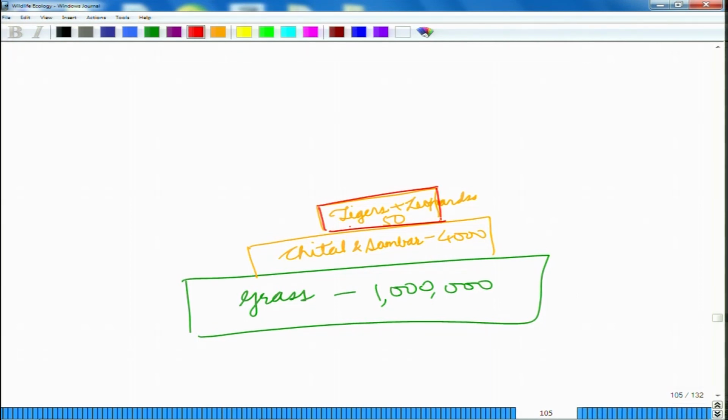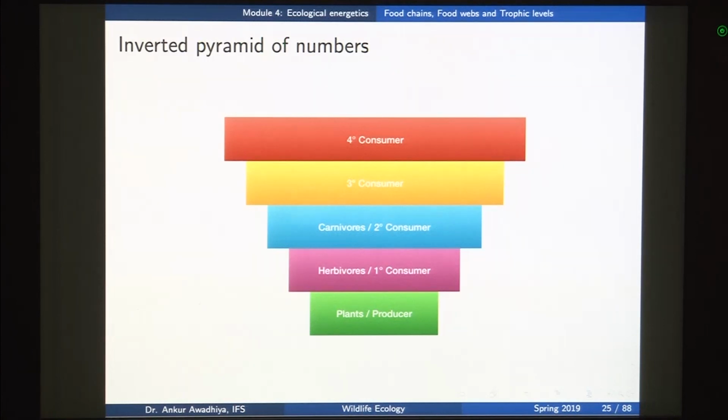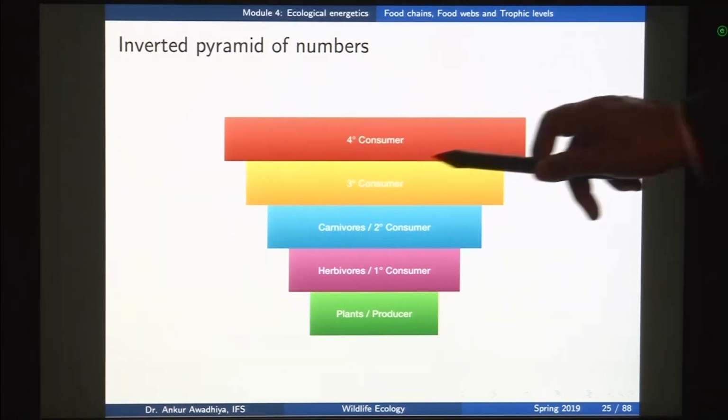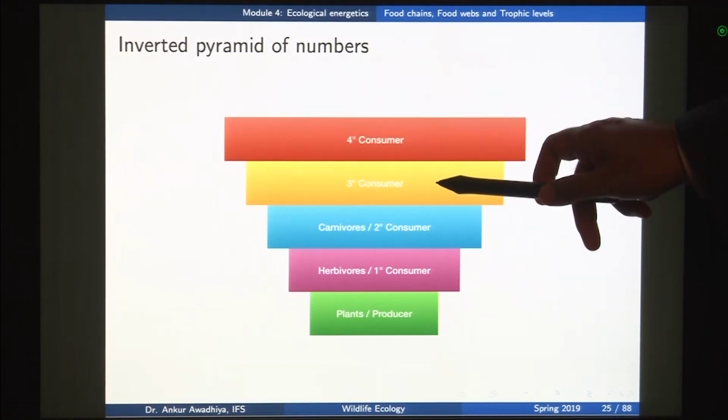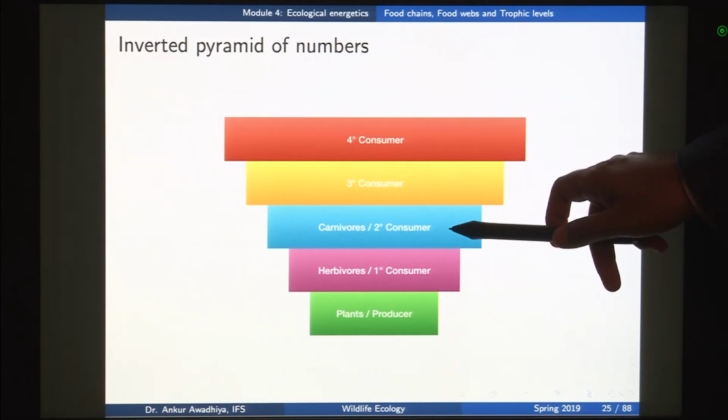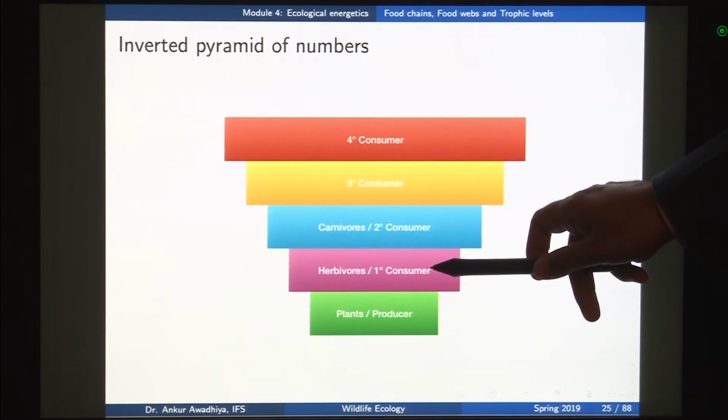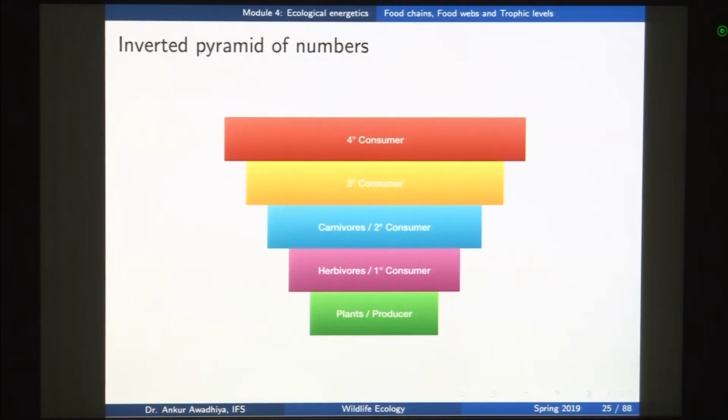But you can also have an inverted pyramid of numbers. In an inverted pyramid of numbers, you will have a situation in which the number of quaternary consumers is much greater than that of the tertiary consumers, which is greater than the number of secondary consumers, which is greater than the number of primary consumers, which is greater than the number of the producers.